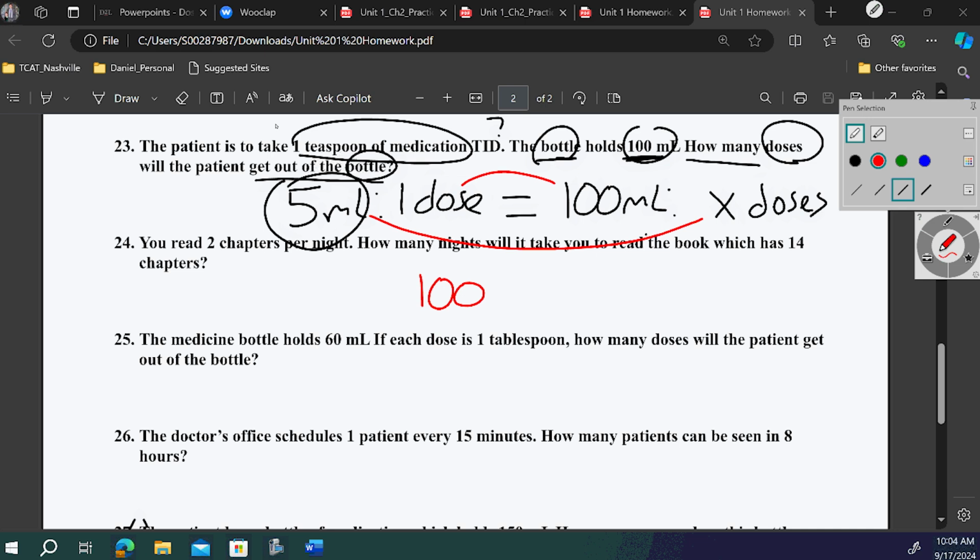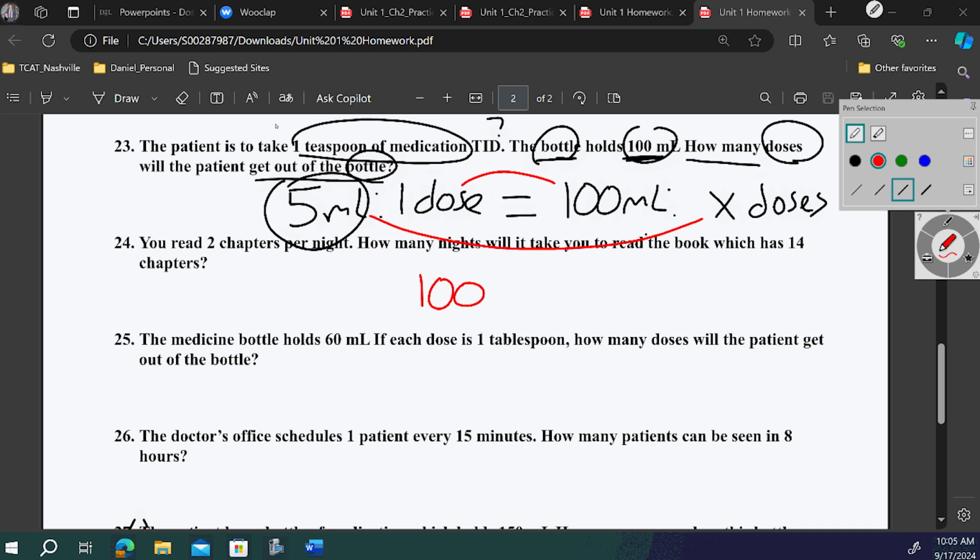No. The 3 times a day is irrelevant to the question. The question asks you how many doses will the patient get out of this bottle. 3 times a day does not matter to that. But if it asks for the days, if it asks how long the bottle would last, how many days it's going to last, then it would matter.